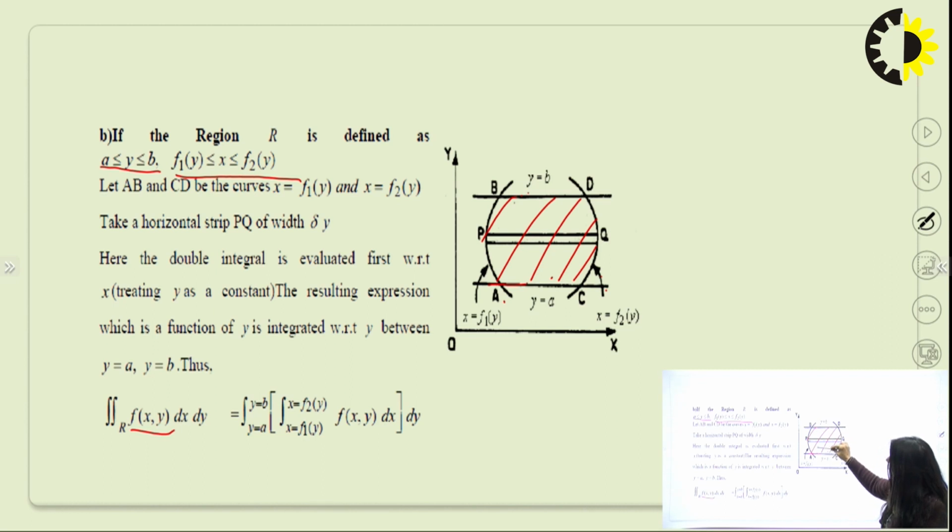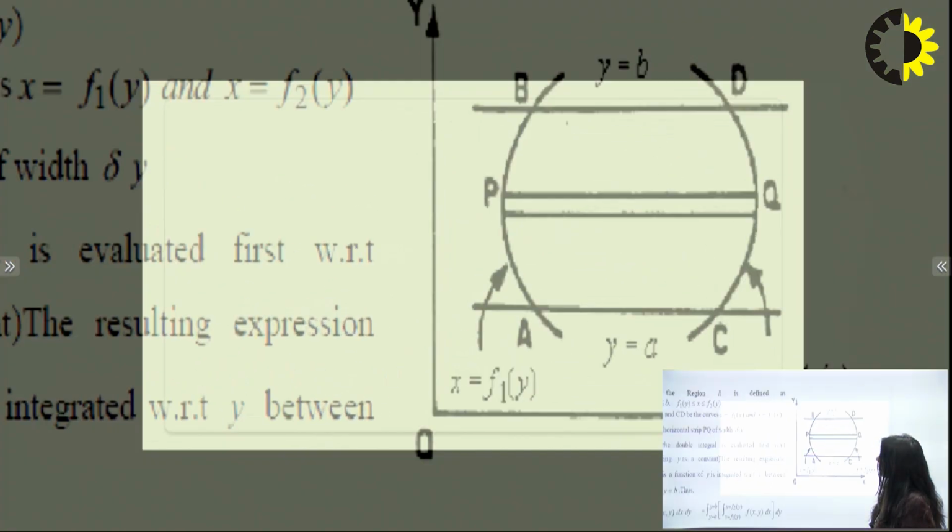The strip can move from y is equals to a to y is equals to b, and the beginning point of the strip is p, which is on the curve f1 y, and the end point of the strip is q, which is on the curve f2 y. So the limit of x is f1 y to f2 y. Now here we will integrate the function f x y with respect to x and then integrate the output of this term with respect to y, because here the limit of x is in variable form.